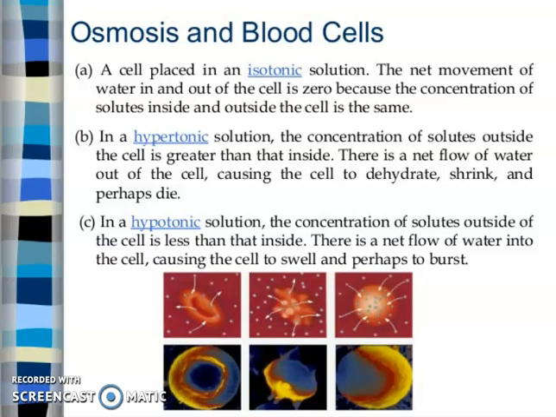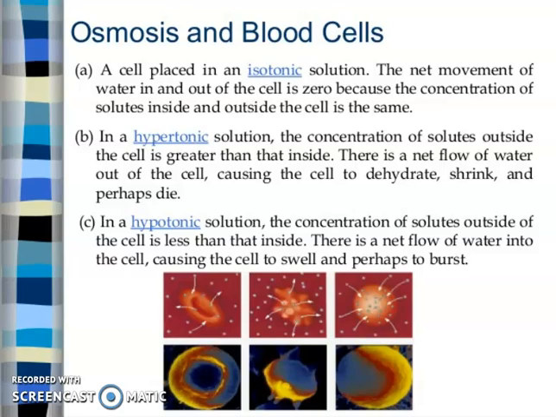So, osmosis and blood cells. A cell placed in an isotonic solution: the net movement of water in and out of the cell is zero because the concentration of solute inside and outside the cell is the same. In the hypertonic solution, the concentration of solute outside the cell is greater than that inside.